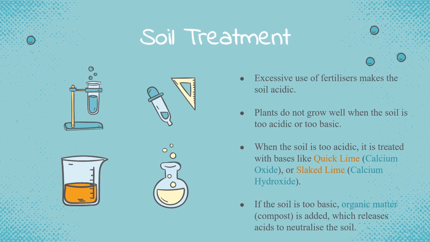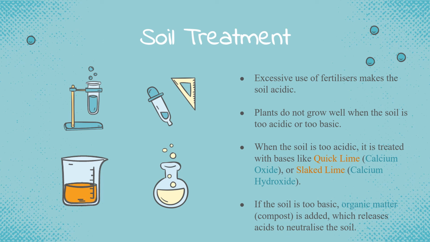Soil treatment. Now, when farmers grow crops a lot on the same land, the fertility of the soil reduces, right? Because of which plants do not grow that well. So to increase the fertility again, we use fertilizers. Now the problem with fertilizers is that fertilizers are acidic in nature, right? And plants cannot grow too well when the soil is too acidic or even too basic. Plants need neutral soil, which means it's neither too acidic nor too basic. It's in the middle of the two.